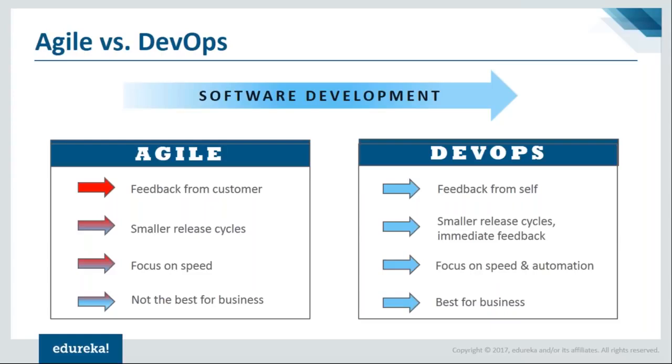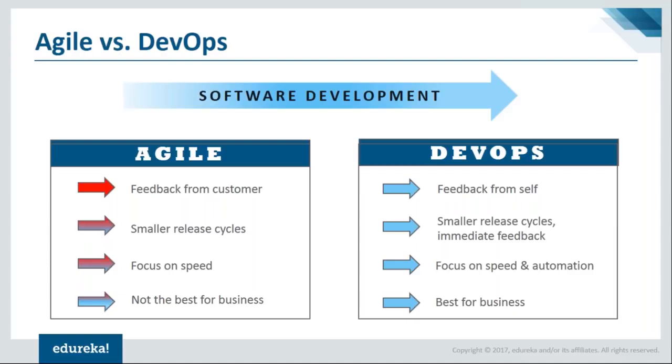Okay. And then Agile also believes in having smaller release cycles compared to SDLC. So that is one advantage with Agile, but DevOps does it better. In spite of having smaller release cycles, DevOps also believes in immediate feedback. Okay. And Agile's primary focus is only on speed, but DevOps believes in both speed and automation of work so that the overall workload reduces. You can conclude this by saying that Agile is not the best solution for business. However, DevOps is the best for business, at least in today's world.